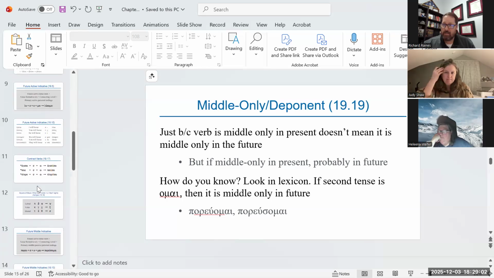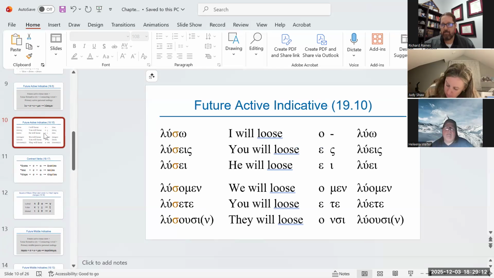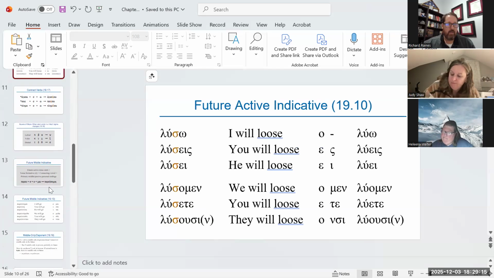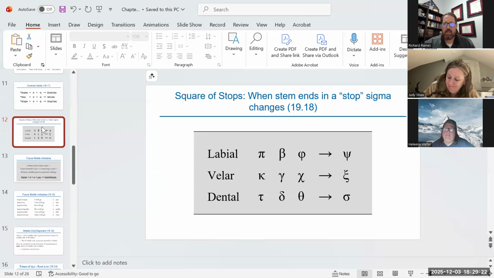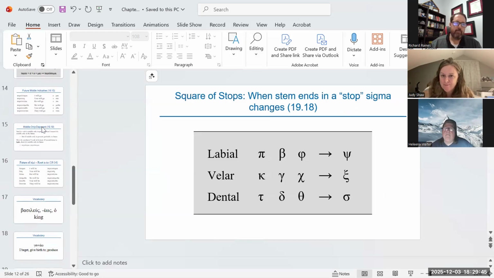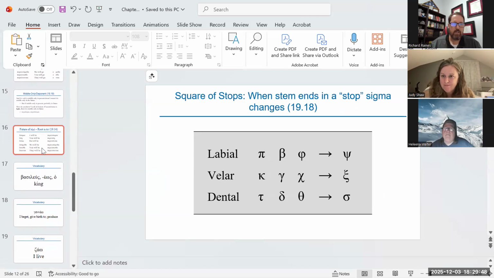So we've talked a lot. I said there was a lot of ancillary stuff in this chapter. Here's the important thing you need to know from this chapter. You need to know this paradigm, future active indicative. You need to know this paradigm, future middle indicative. And you need to know that if your stem ends in one of these letters, when it connects with an S, it makes the letter at the end. So if a pi, beta, or phi ends the stem, when you add the S, instead of keeping the consonant and the sigma, you change it to a psi. And it's that simple. Clear as mud.